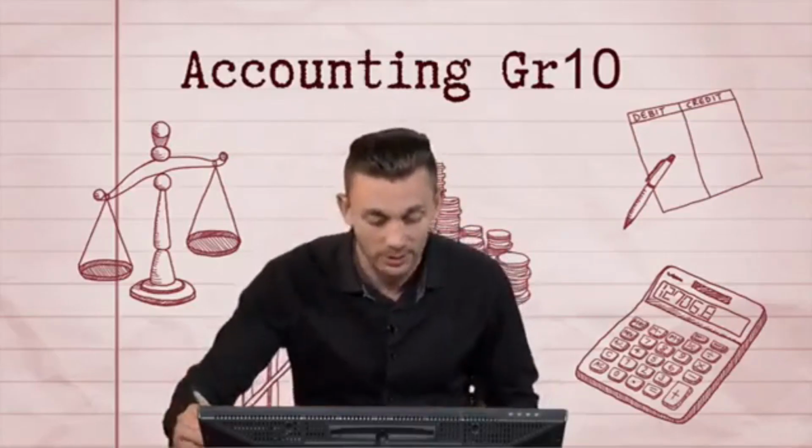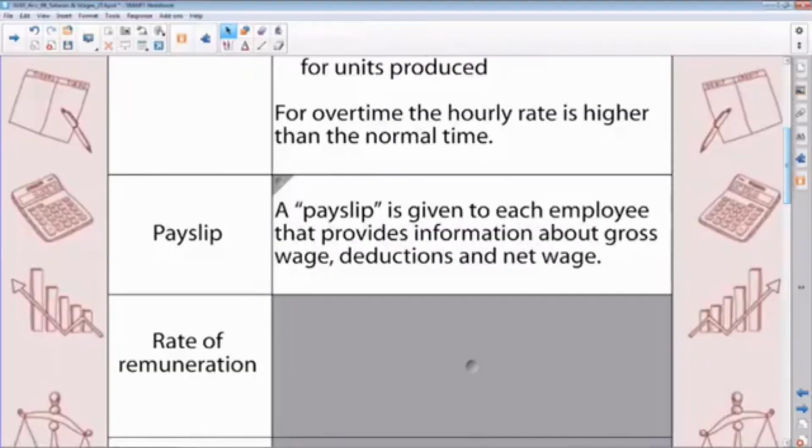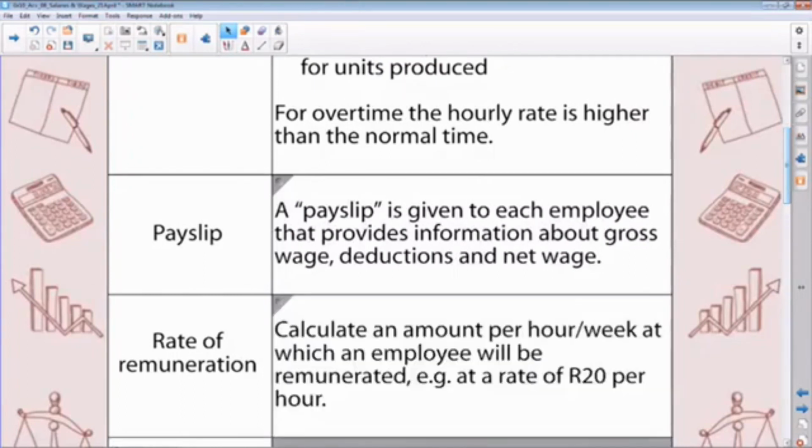Next, let's look at a payslip. What is a payslip again? A payslip is given to each employee and provides information about the gross wage, the deductions and your net wage. The rate of remuneration is the rate per hour or the unit rate. If you create 1 chair per hour, I can give you 50 Rand for that chair. If you create 1 chair in 2 hours, I can still give you only 50 Rand, although you worked double the amount of time than your friend. That is your rate per hour or rate of remuneration.